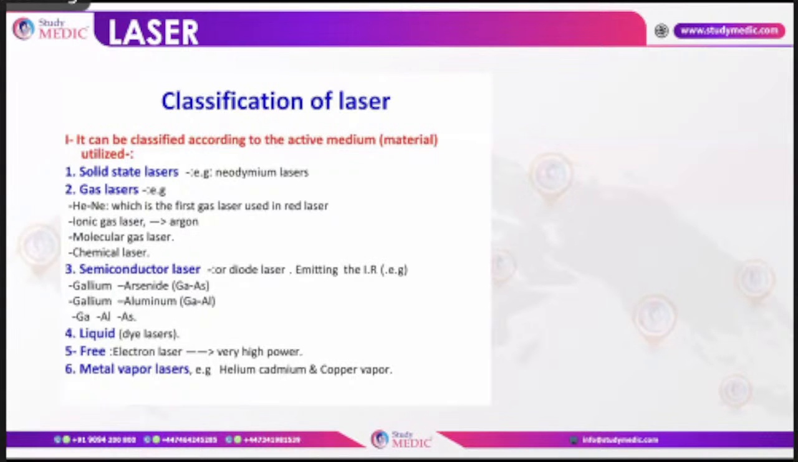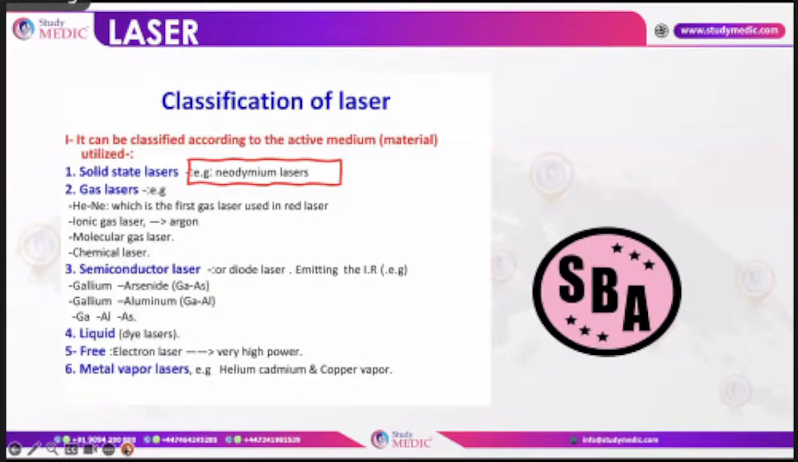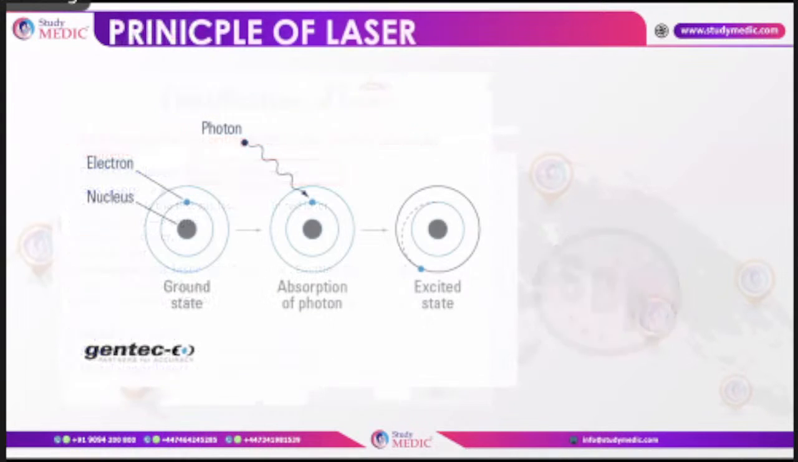As you all know, classification of laser based on the state, whether it is solid state, gas, semiconductor, liquid, free, and metal. But for the exam purpose, you need to remember neodymium or Nd:YAG lasers, which are solid state lasers. So the question would come as neodymium lasers are which type of laser? Solid state, gas, semiconductor, or liquid. So you know the answer as solid state.